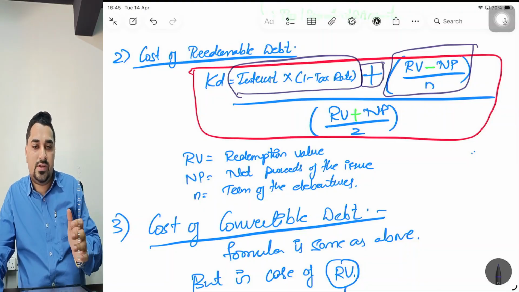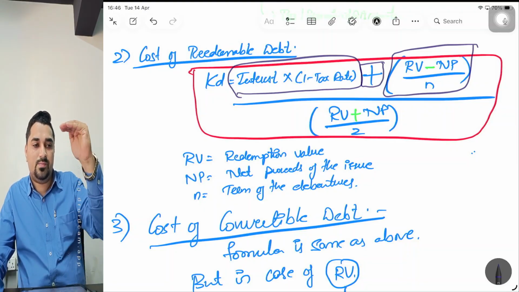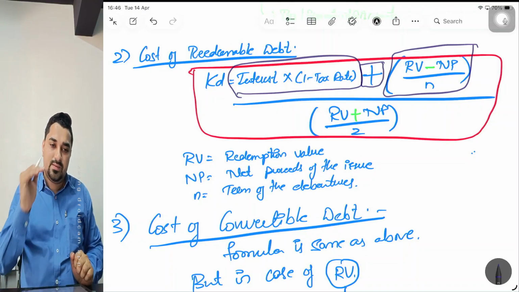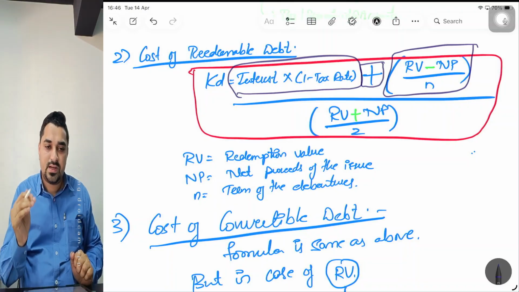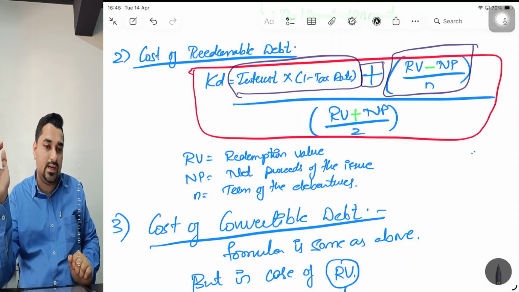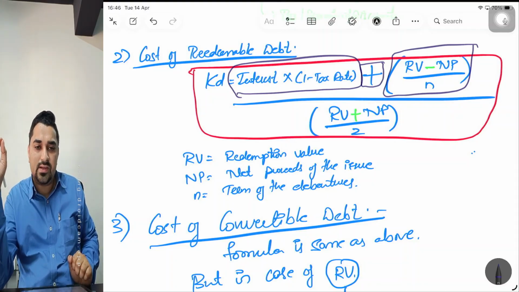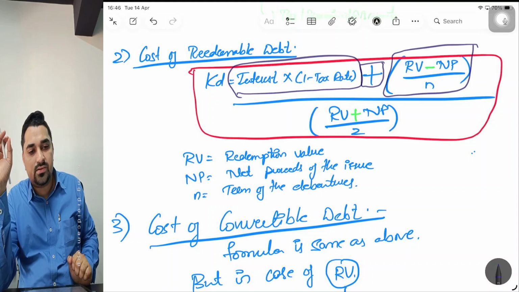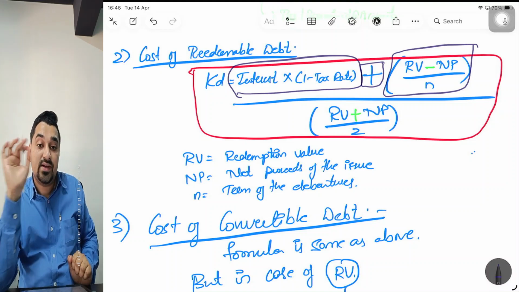While at the time of issuing, if I have three options, issue at par, issue at premium or issue at a discount, then at the time of redemption also I have three options: redemption at par, redemption at premium or redemption at a discount. So RV is called redemption value. At what value will I redeem those debentures? Correct? If nothing is given in the question, what is the standard assumption? Issue is also at par and redemption is also at par, if nothing is given in the question.